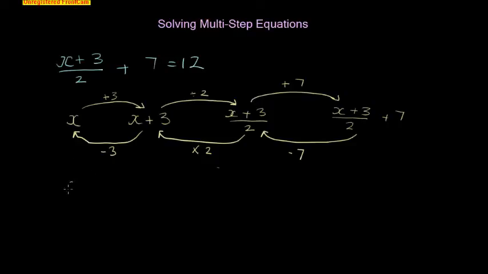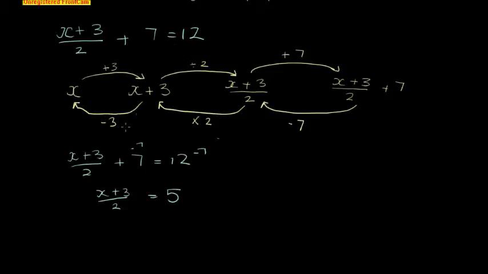So we had x plus 3 over 2 plus 7 is equal to 12. The first thing we've got to do is take 7 from both sides, which leaves us with x plus 3 divided by 2, and 12 minus 7 is 5. Okay. So that's our first step done. We've removed this 7. We're going to cancel out the divided by 2 by multiplying all of this by 2. We multiply this side by 2.